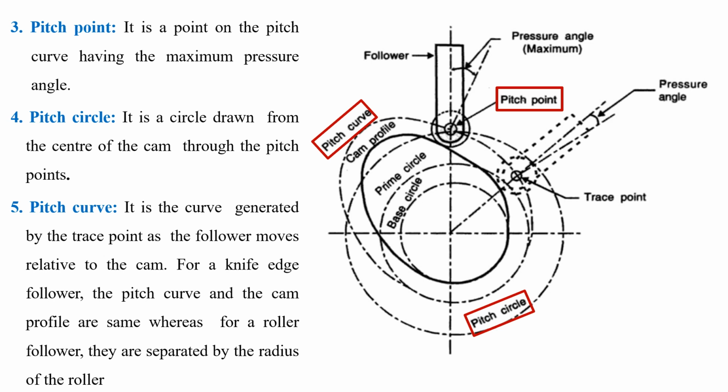Fourth one is the pitch circle. It is a circle which is drawn from the center of the cam through the pitch point. Pitch curve is nothing but the curve which is generated by the trace point as the follower moves relative to the cam. For a knife edge follower, the pitch curve and the cam profile are the same, whereas for a roller follower, they are separated by the radius of the roller.